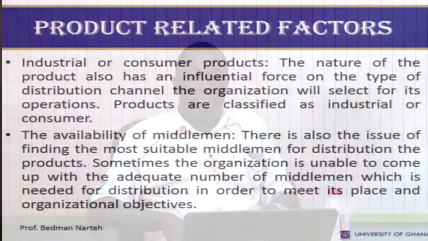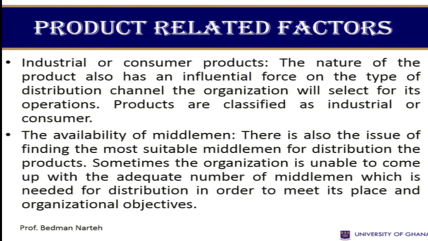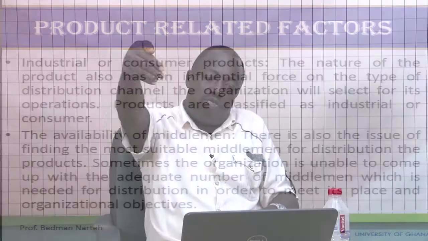Now, product-related factors. For the product-related, we are looking at industrial or consumer product. If it's industrial, you use technical or shorter channels involving agents. If it's consumer, you use retailers. Then the availability of the middlemen themselves. Sometimes the middlemen are not available. So if they are not available, you have to go direct out of necessity.